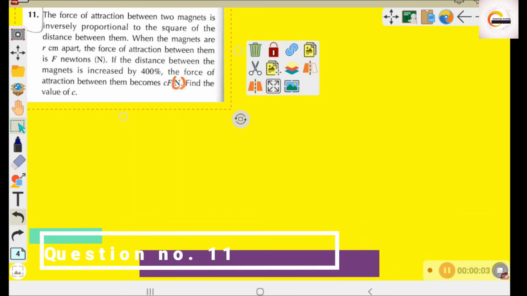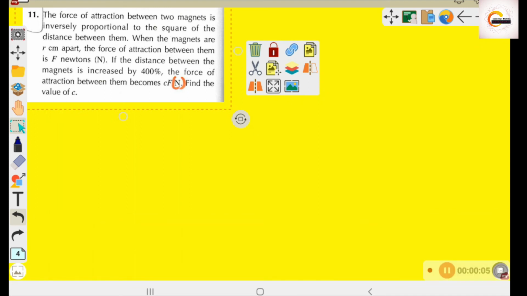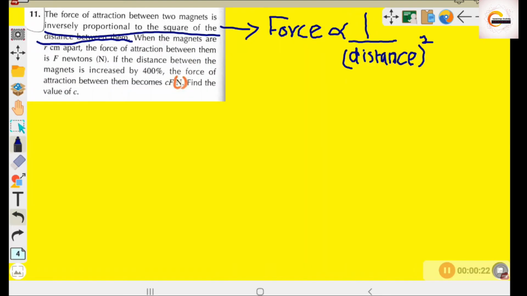This is another question in advanced level. Question number 11. The force of the attraction between two magnets is inversely proportional to the square of the distance between them. So I am going to write this relationship. Force is inversely proportional to the square of the distance, and after putting the constant of variation, force is equals to k upon square of the distance.